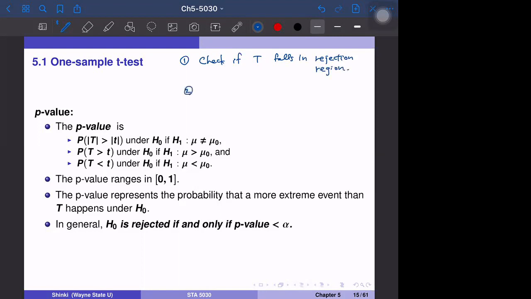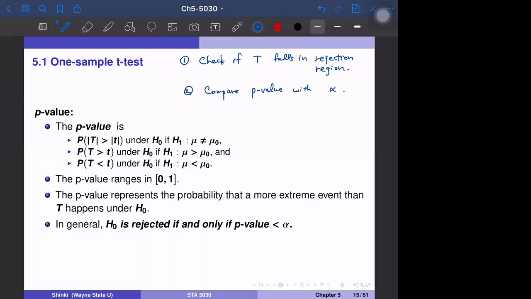And the second way is to compare the p-value with our significance level, alpha. And the rule is always simple. If the p-value is more than alpha, then we don't reject H0. If the p-value is less than alpha, we reject the null hypothesis.